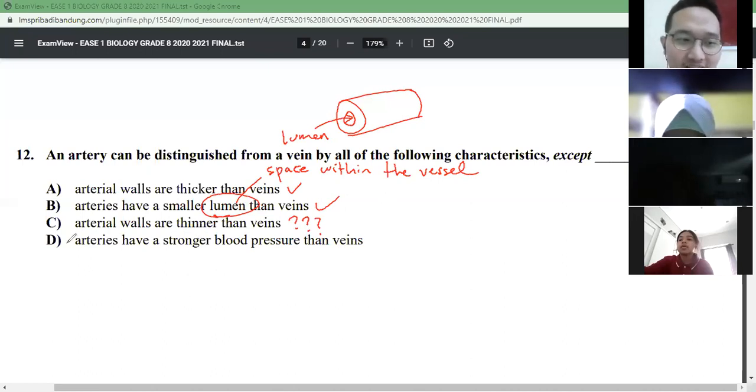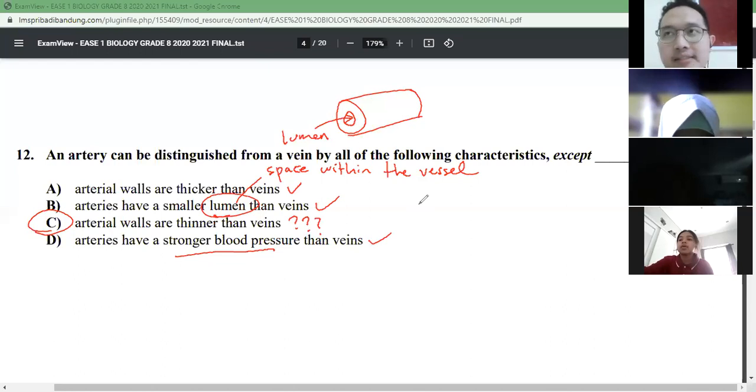Arterial walls are thinner than veins is false. So the answer is C. Arteries have stronger blood pressure. Indeed. Why? Because it needs to push the blood throughout the body, so it needs to have high blood pressure. Okay, so next.